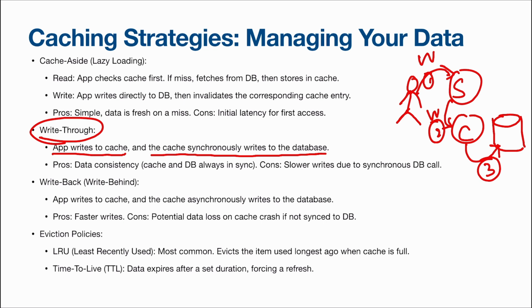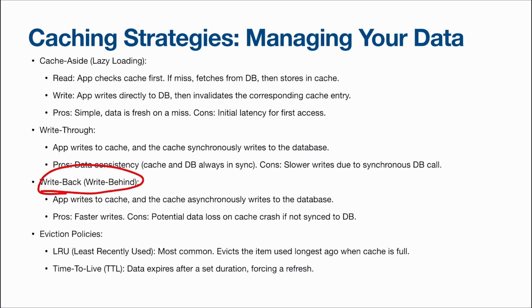And what are the pros there? The data consistency. The cache and DB will always be in sync. Of course, you can see every write goes to the server, then the cache, then the DB. And the cons are slower writes due to the synchronous DB call. Of course, the server is not just writing to the DB. First, it is updating the cache. That cache is then updating the DB, and everything is happening in the synchronous call. So the write can be slow, but with the advantage of data consistency.